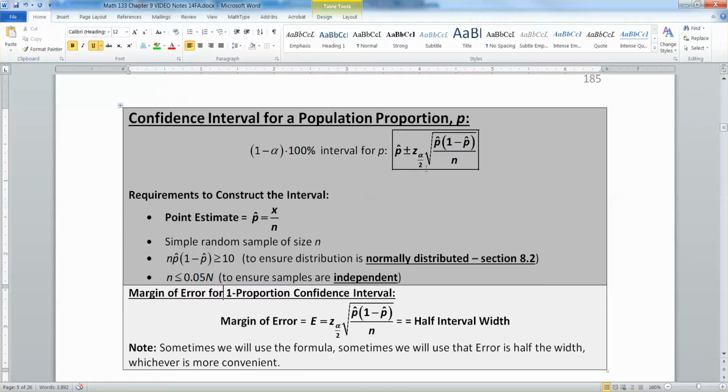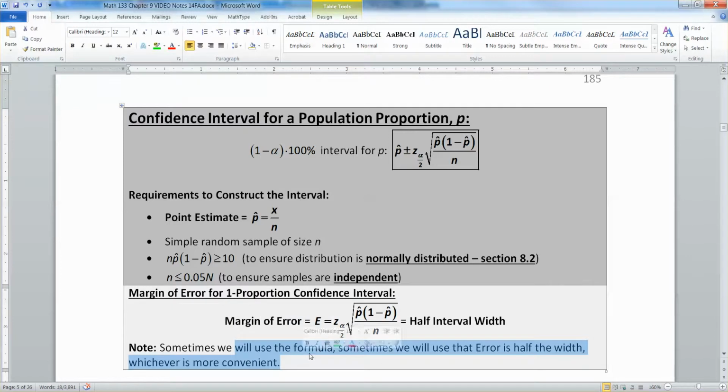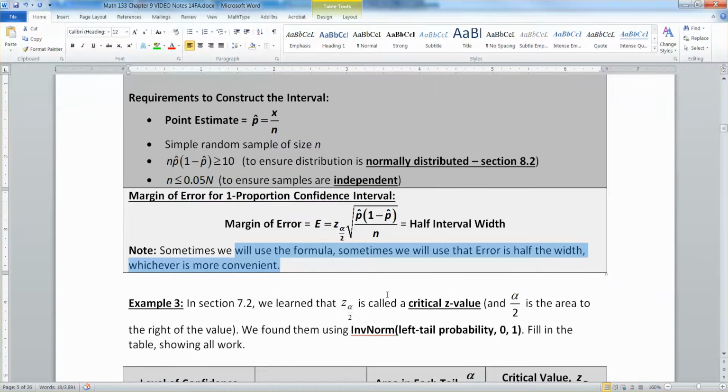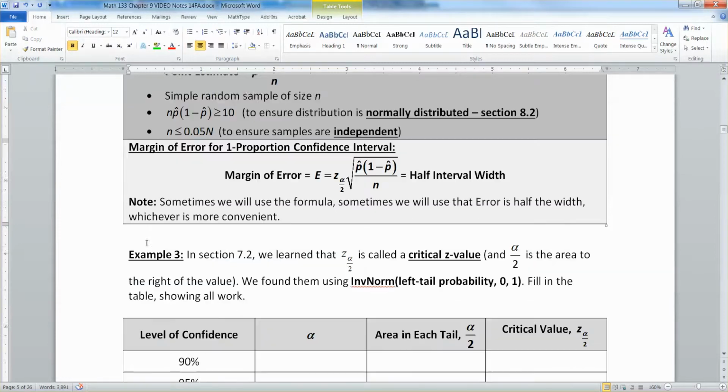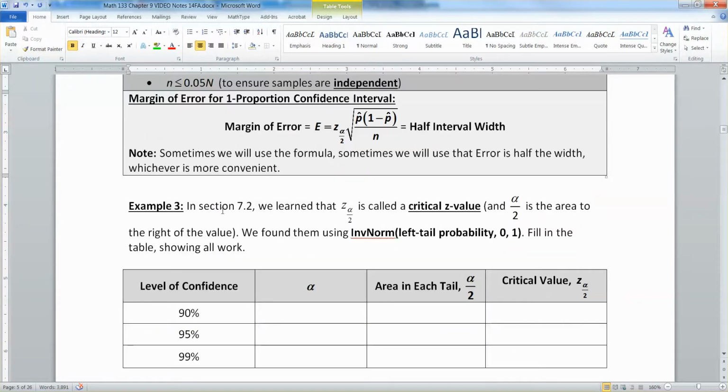Now that thing that we're adding on and subtracting away in the back end, that z alpha over 2 square root p hat 1 minus p hat over n, all of that is called the margin of error. That's the formula for it. But also remember that it's half the width of your interval. Sometimes the fact that it's half the width of the interval is way more useful than the actual formula itself. So sometimes we will use the formula, sometimes we'll use that it's half the width, whichever is more convenient for us. And we'll run into this in a little bit. But first, let's figure out what the z stuff is.